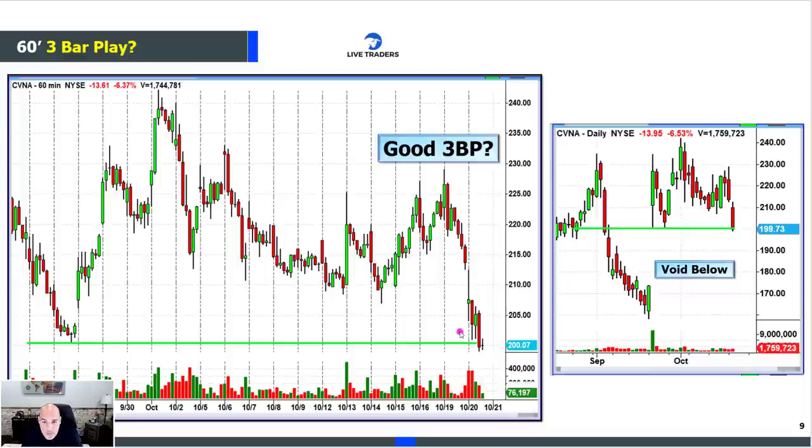What do we have? We have a three-bar play, don't we? We have a wide-range bar taking out multiple bottoming tails. It peekaboos below 200, which takes out the daily pivot. And that wide-range bar is followed by a narrow-range resting bar. So then the question becomes, is this a good three-bar play? Because I think we can make the determination that it is, in fact, a three-bar play. But is it a good one? What do you guys think? Yay, nay? I mean, you have the benefit of hindsight. But in real time, do you think CVNA on the 60-minute chart yesterday was a good three-bar play?